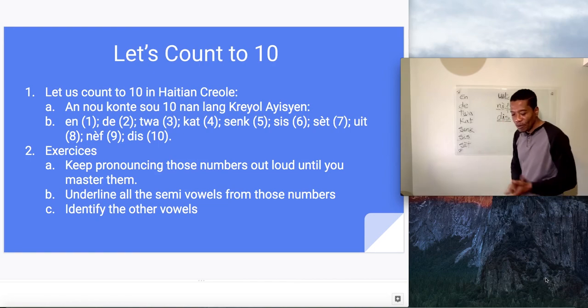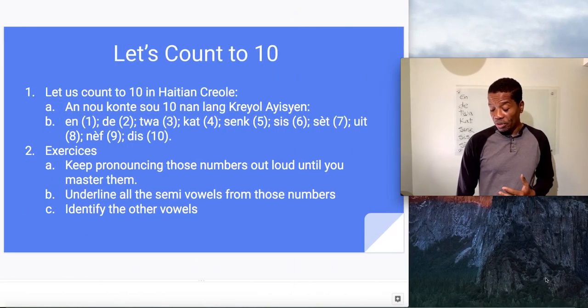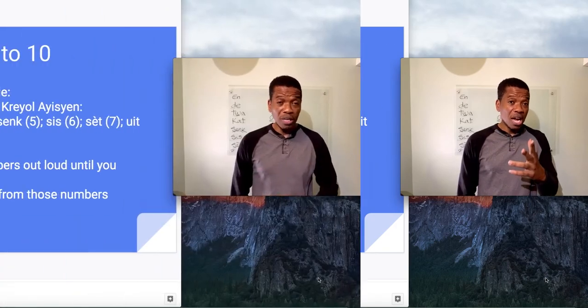Alright? That's an easy one. We were able to identify the vowels, the semi-vowels as well. In the third slide, we're going to have a conversation. That's what we're about to do right now.